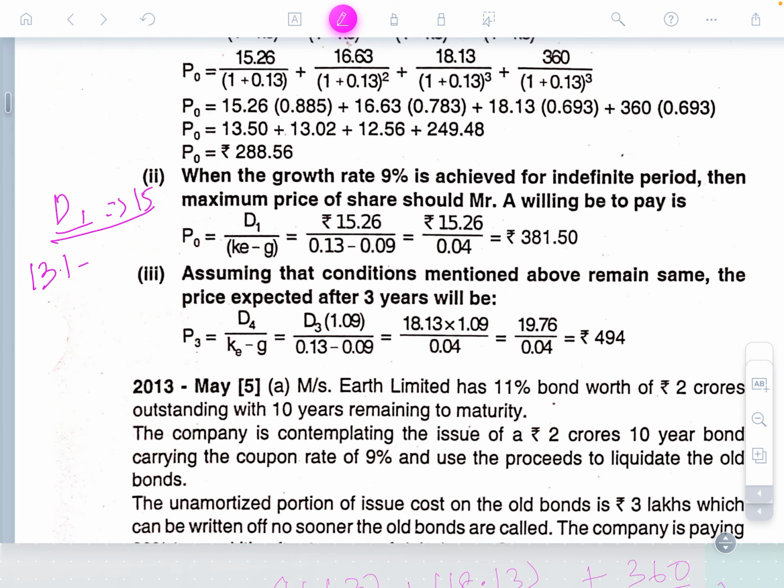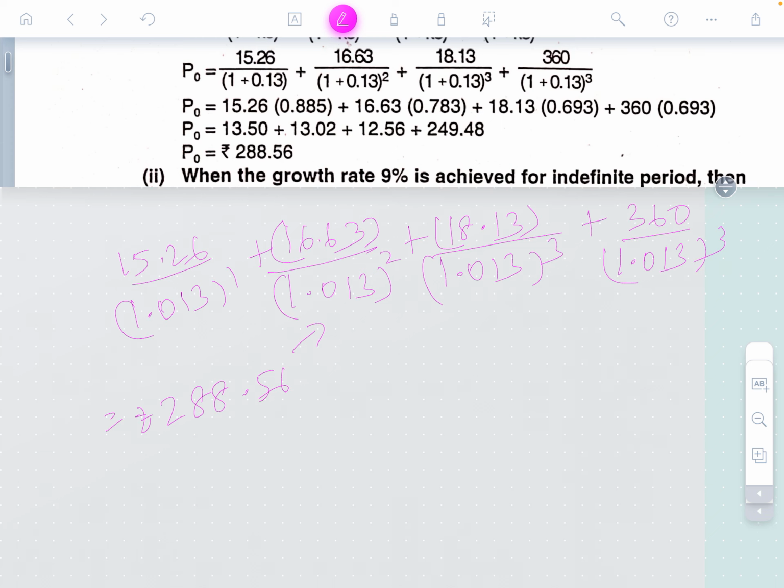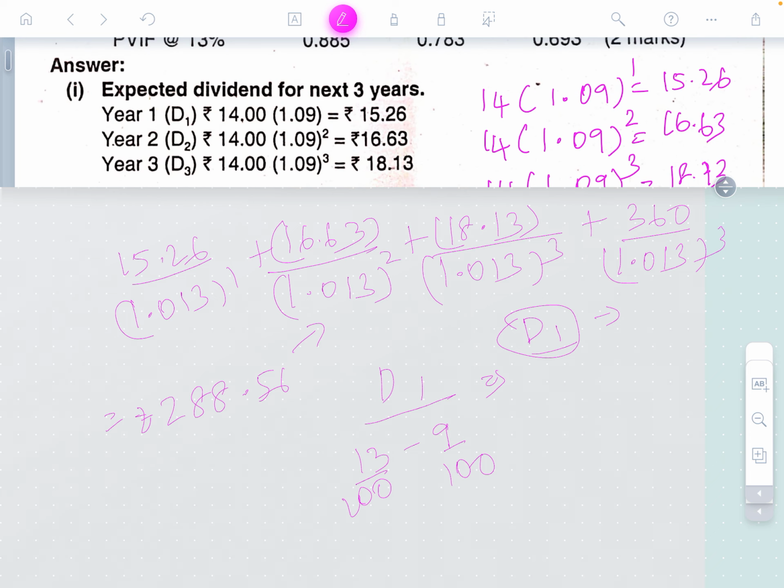So what you do is simple. For the first year dividend, divided by the highest value, which is 13, minus the lowest value, which is 9, each divided by 100. The dividend is what is expected. The dividend I am going to get, we have already computed at 9% growth. So 15 divided by 1.09, if you put it, okay.